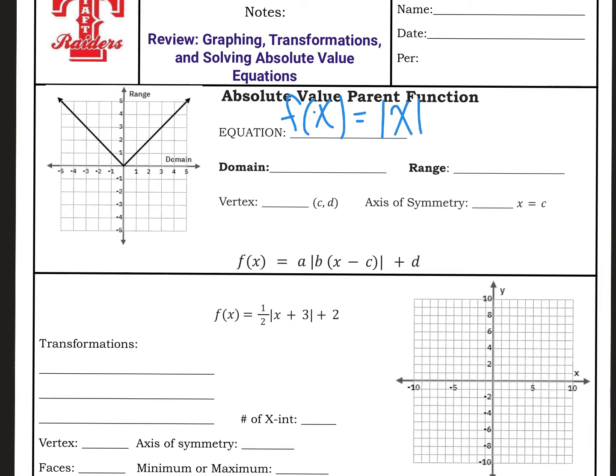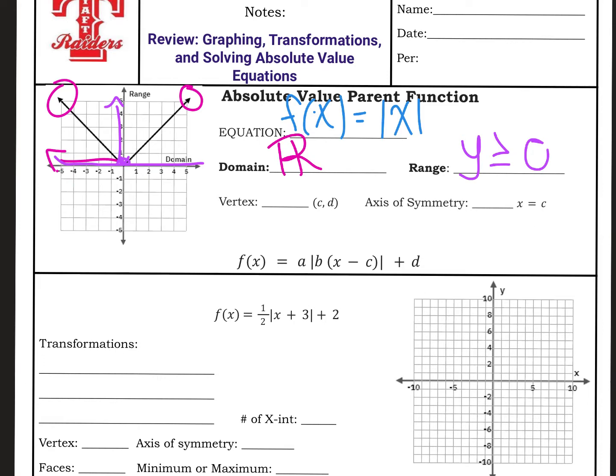In our domain, when we talk about our domain, we talk about how far left and how far right it goes. So how far left are we going? Well, we got arrows, and how far right? We got arrows. So it is all real numbers. Your range is how low it goes to how far up. And because there's arrows going up, we know it is going to go up forever to infinity. But the lowest it's going to go on our y-axis is right here at the origin, which is 0. So as long as our y values are bigger than or equal to 0, we're good.